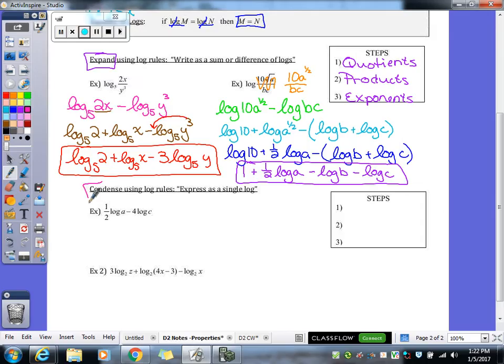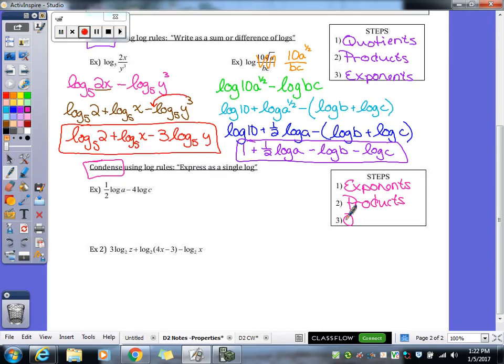So as I was saying, the other thing they tell us to do is condense it down sometimes. When we condense, it's actually going to be the opposite of the steps for expanding. So instead of exponents last, when you're condensing, you're going to take care of your exponents first. Your products would be second, and then your quotients would be last.